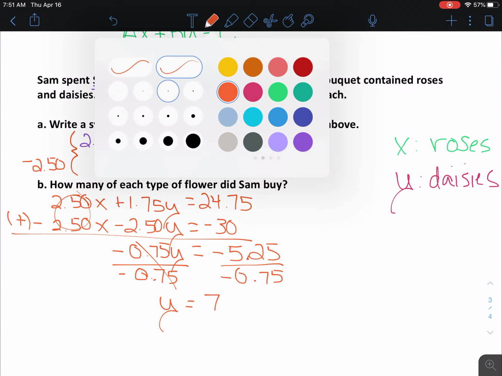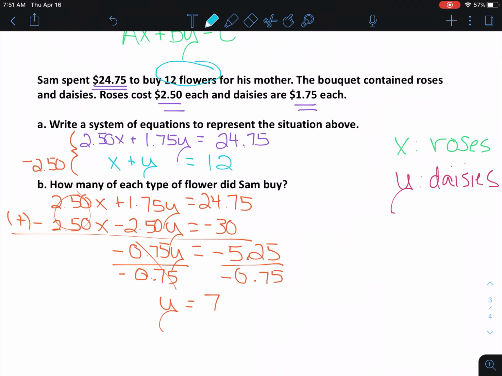Now let's go back. I'm going to plug into this equation because it's way easier. So you have x plus y, which is 7, that has to equal 12. Subtract 7 from both sides. 12 minus 7 is 5.